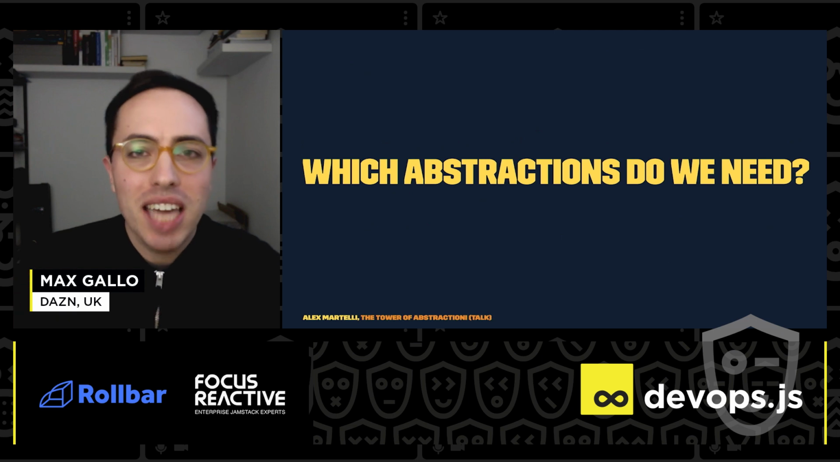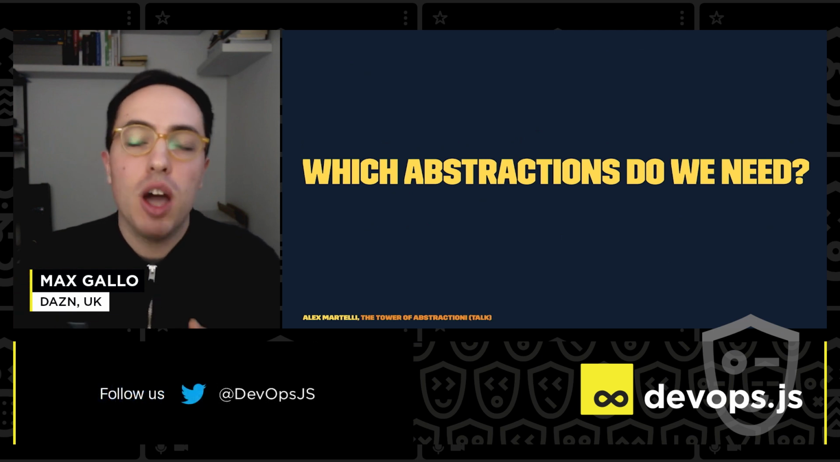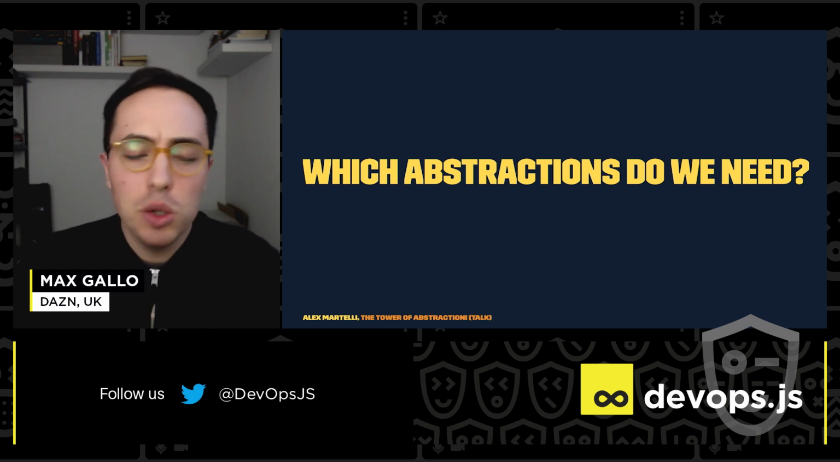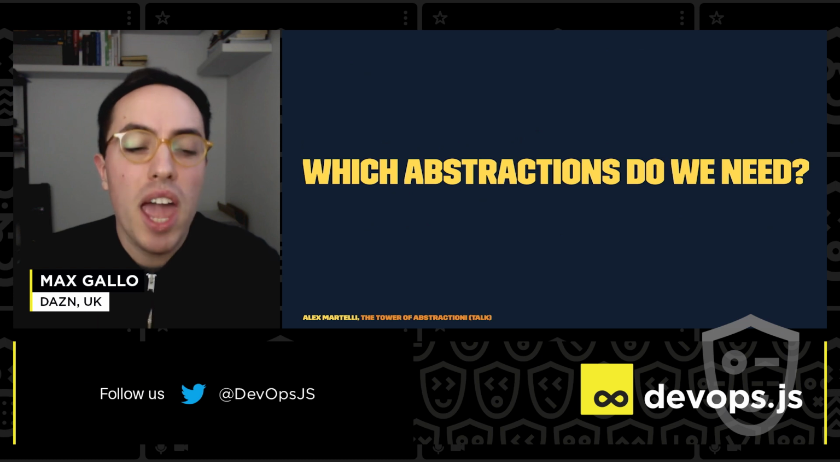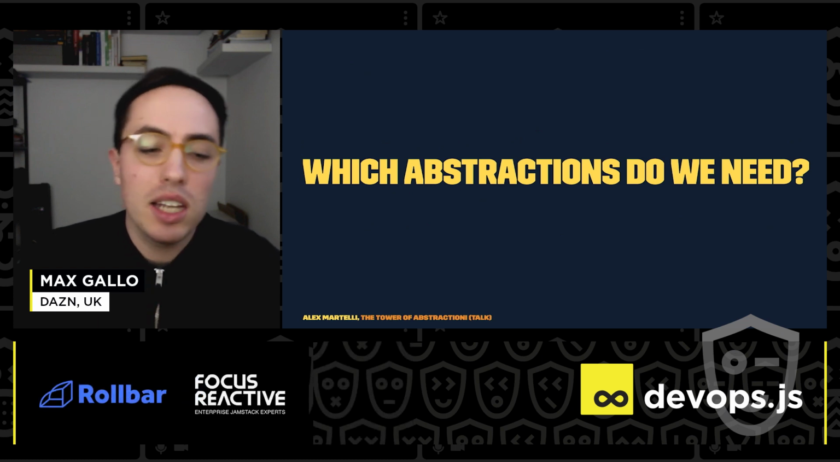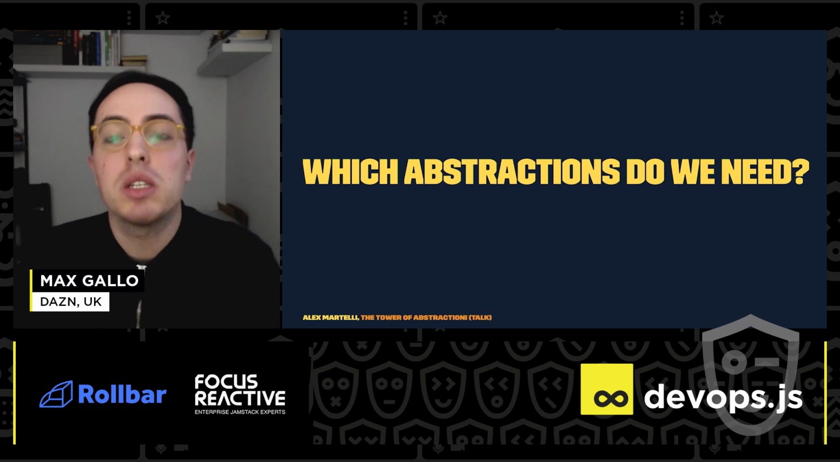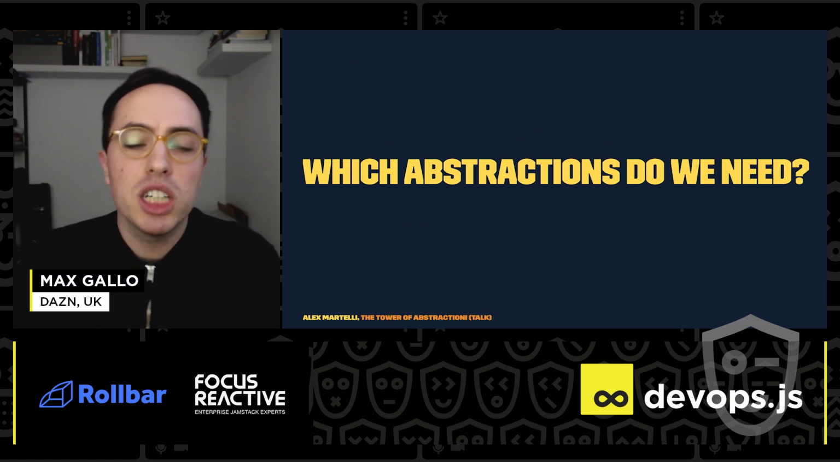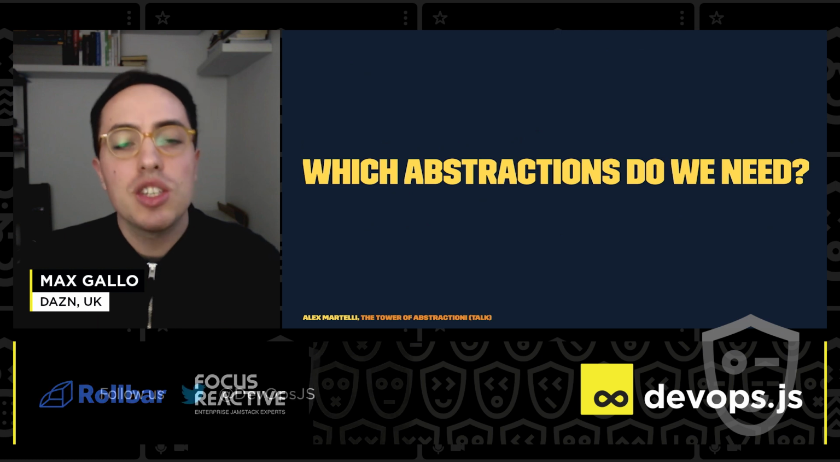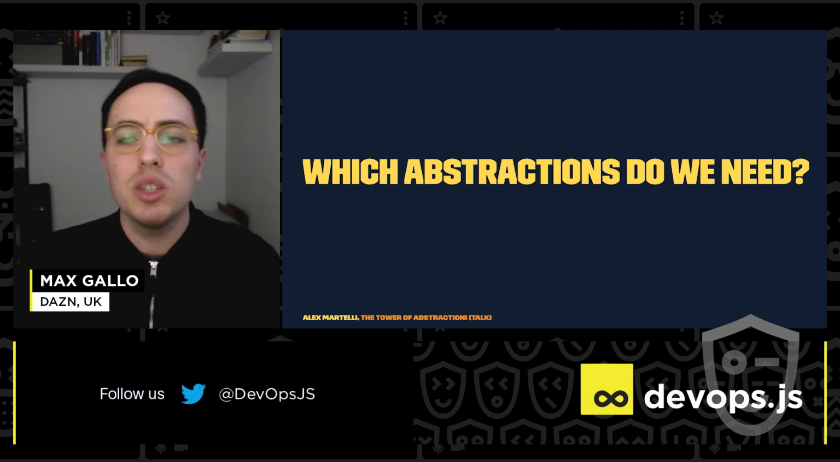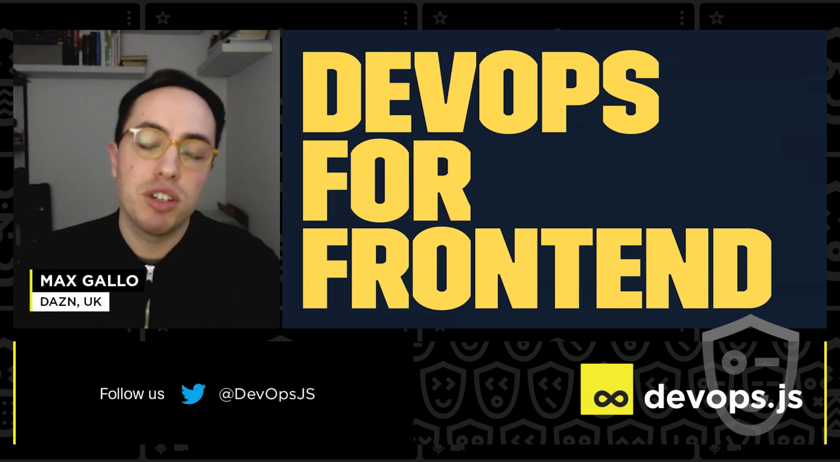And finding the right abstraction is a very complicated subject, because abstractions are very easy to create in the wrong way. There is a nice talk from Alex Martelli, The Tower of Abstractions, which highlights how dangerous it could sometimes be to take the wrong turn, to create the wrong abstraction. So to answer that question, I want to enter the last part of our journey, which is DevOps for frontend.